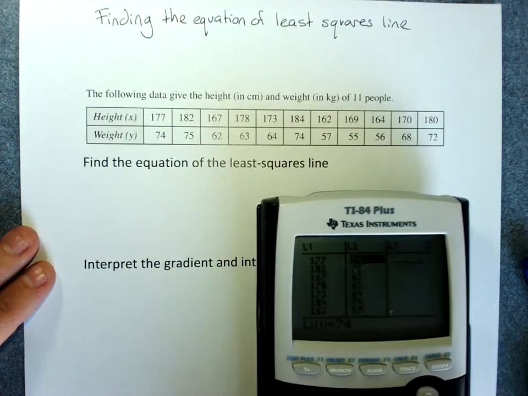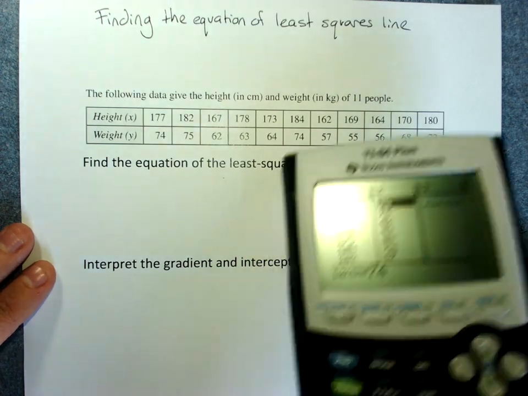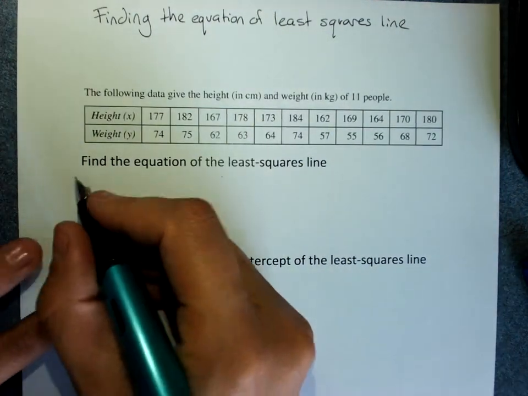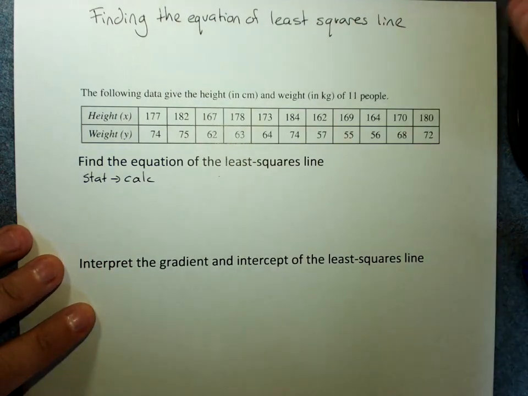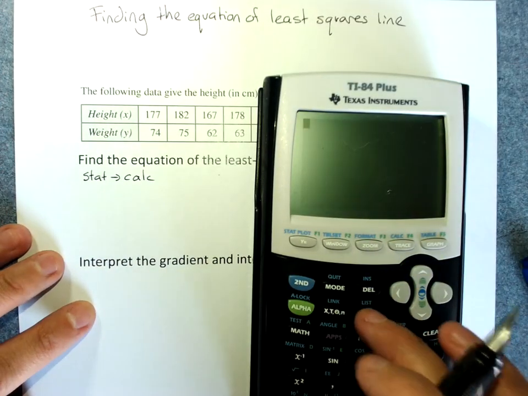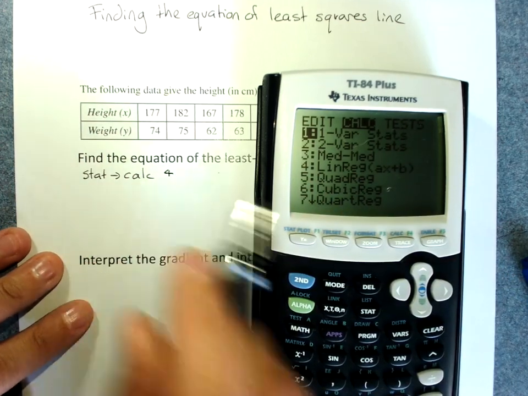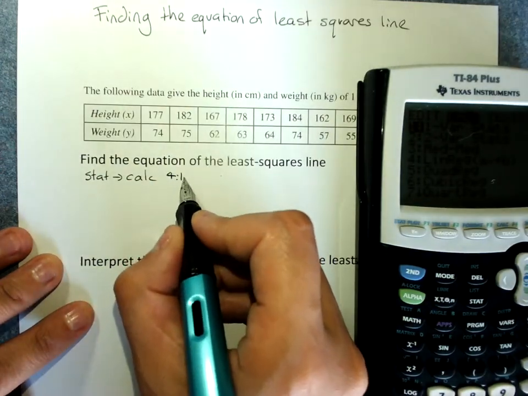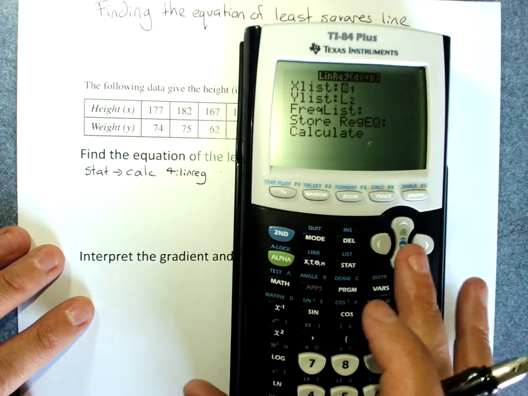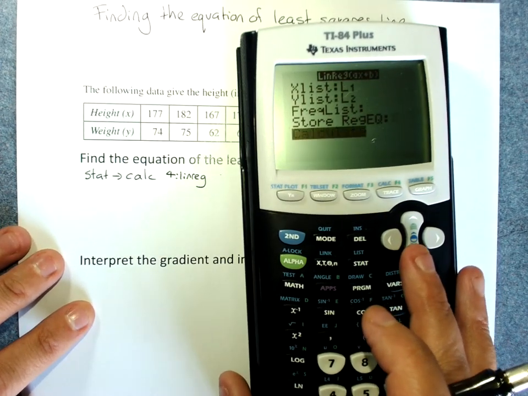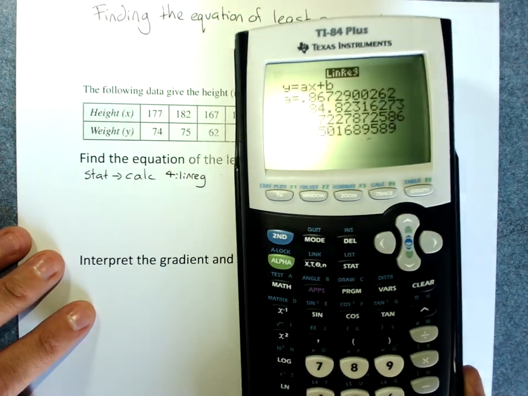To get the equation of the least squares line, you're actually going to do the same thing that you do to get r and r squared. That is going to be stat, move across to calc, so let's get these happening, quit out of that. Stat, calc, LinReg, so 4 is LinReg. Now, if you just move down to calculate, then you'll see that we get this display that we're quite used to.